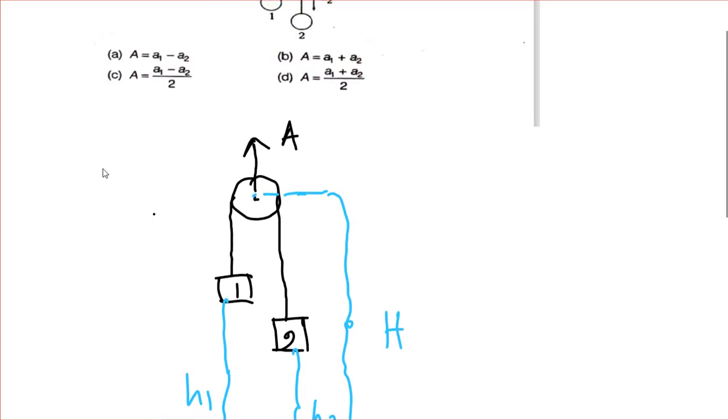Let's assume the length of the string from this point to this point is x1, and from this point to this point is x2. And the half circumference of the pulley, what will be this length? This length will be half of a circle. The full circumference will be 2 pi r, so the half circle will be pi r if r is the radius.